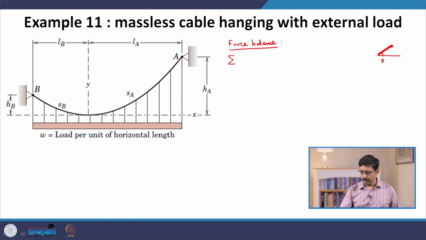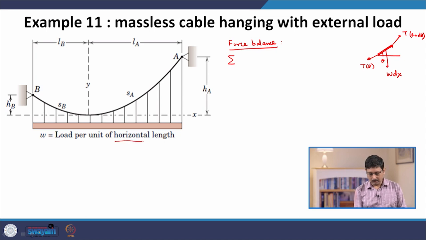At this end, this is theta, this is d theta, this is theta plus d theta, there is a force w times dx. Note that this w is a load per unit horizontal length. This is a crucial point, we will come to that. So, then what is the total force in the horizontal direction?